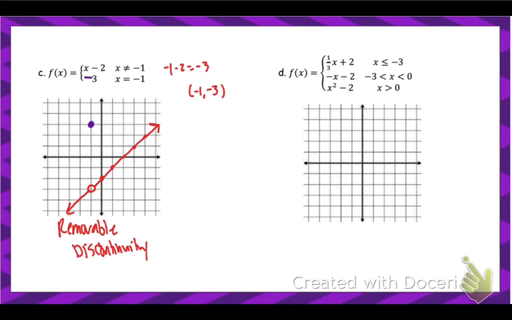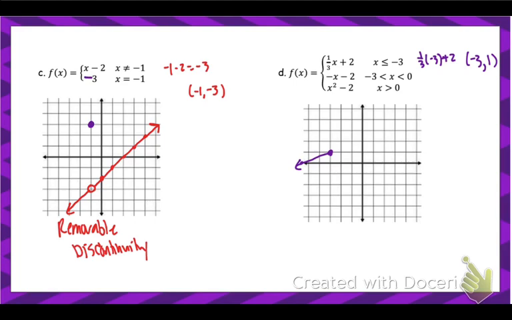All right, if you feel comfortable, pause the video, try this last one on your own. All right, so go ahead and plug in that first endpoint. So 1/3 times -3 plus 2. That's going to be -1 plus 2. So this is going to be -3, 1. And that's going to be a filled in circle. Everything to the left has a slope of 1/3. So it's going to go off my graph a little bit, but that's okay.